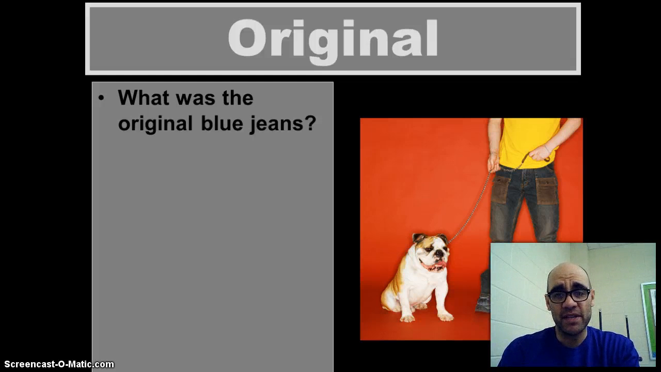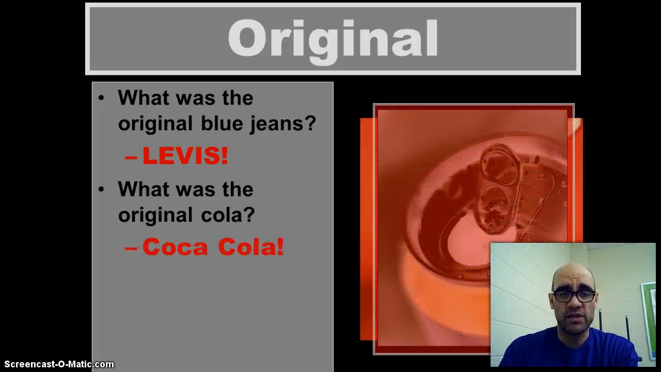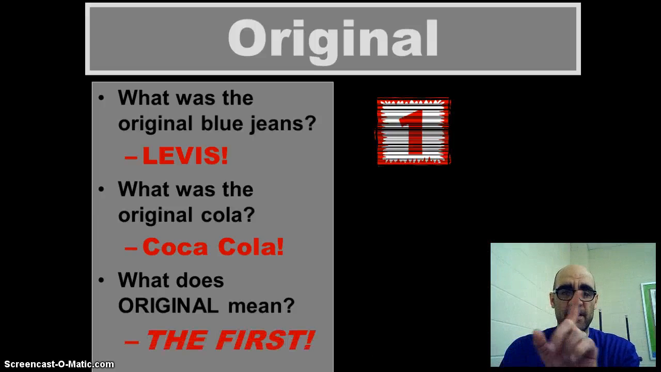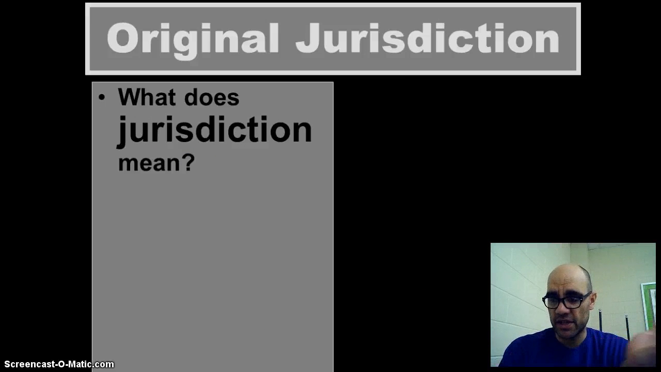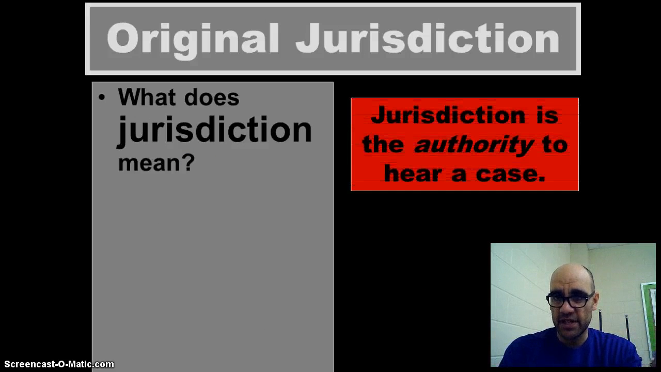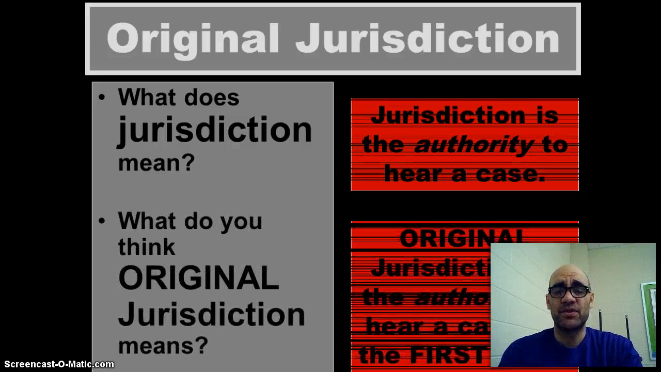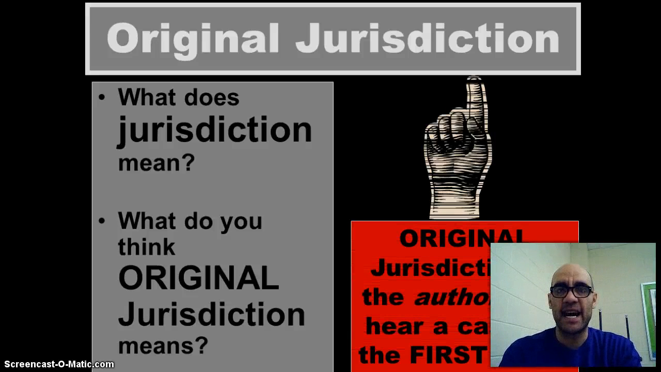Original, what does original mean? So we're talking about blue jeans. The first blue jeans, original blue jeans was Levi's. Original cola was Coca-Cola. What does original mean? The first. What does jurisdiction mean again? Jurisdiction is the authority to hear a case. So what do you think original jurisdiction means? Original jurisdiction is the authority to hear a case for the first time.